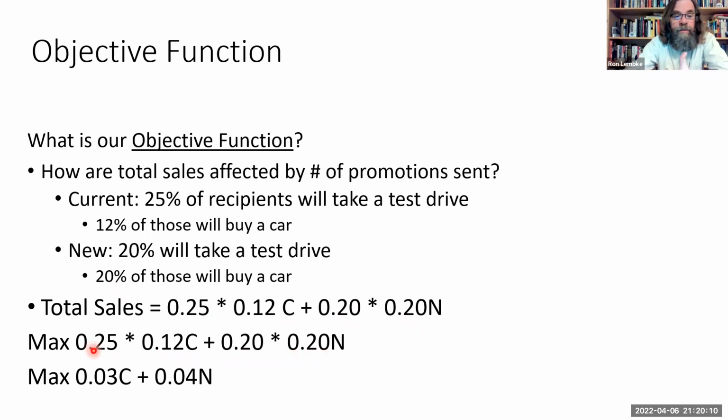And then obviously there's no need to leave it looking messy or confusing like that. Just multiply 0.25 times 0.12, and we get that our goal is to maximize 0.03C plus 0.04N. And there aren't any other decimal places. That's all there is. So we defined our variables, and now we have written the objective function in terms of those two variables.